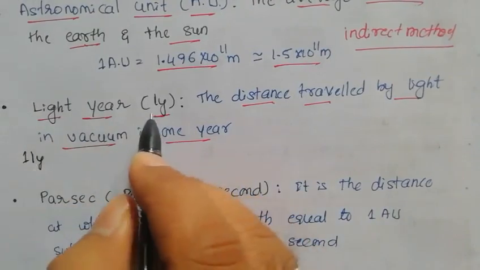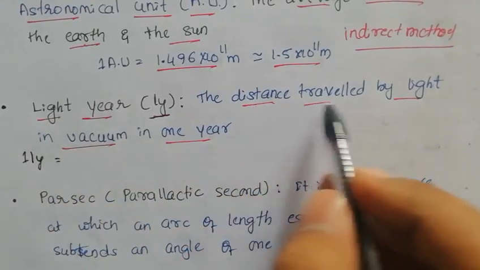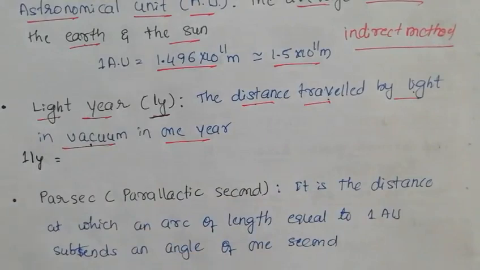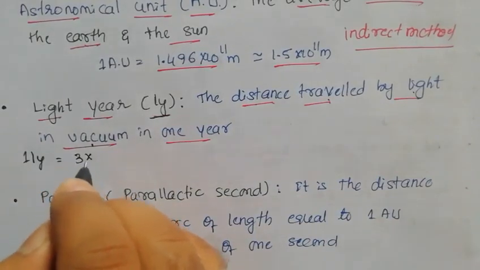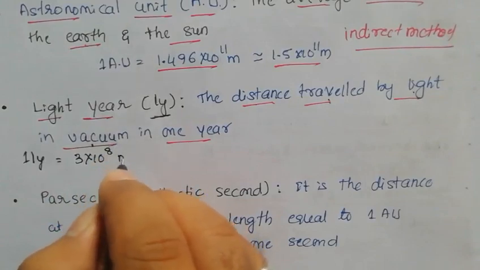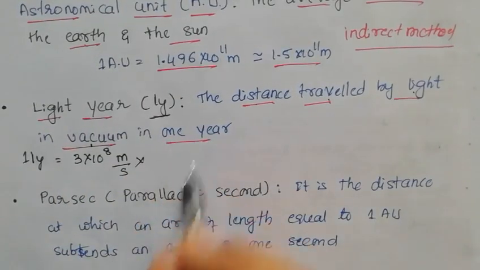1 light year, we indicate with Ly. 1 light year is equal to the distance traveled by light in vacuum, which means the speed of light in vacuum. How much is it? It is 3 into 10 power 8 meter per second, multiplied by 1 year.